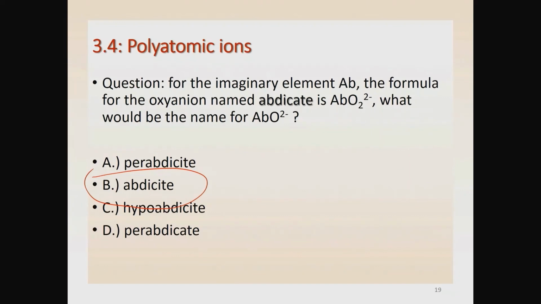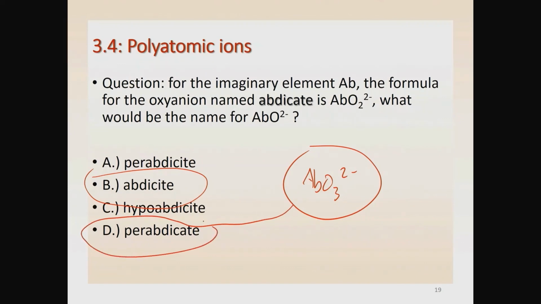Now, if we were to say have AbO3-, what would that be? Well, then we're going up from the norm, which is AbO2 2-, and so there you keep the -ate suffix and then add per, so that would be perabdicate. Okay, let's do another one.